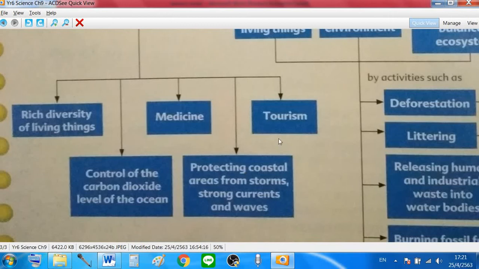And tourism. Many people love to go scuba diving at coral reefs for their many beautiful colors and all the marine life that lives around the coral reefs. And if those coral reefs disappear, we have a loss of tourism.